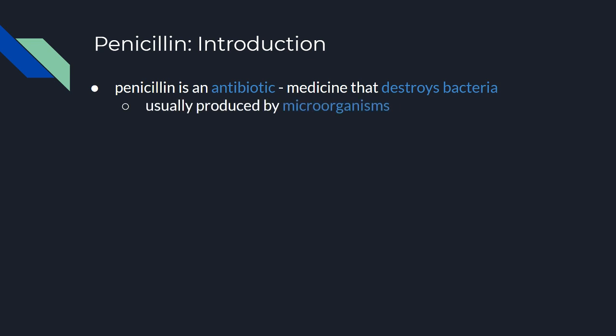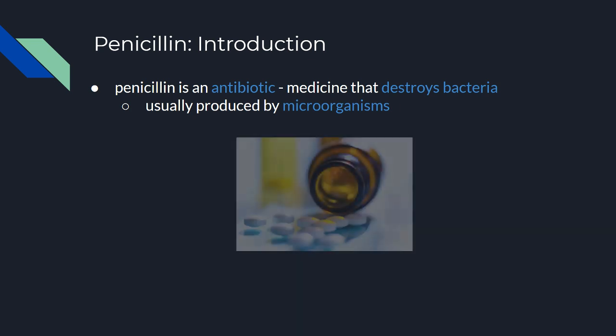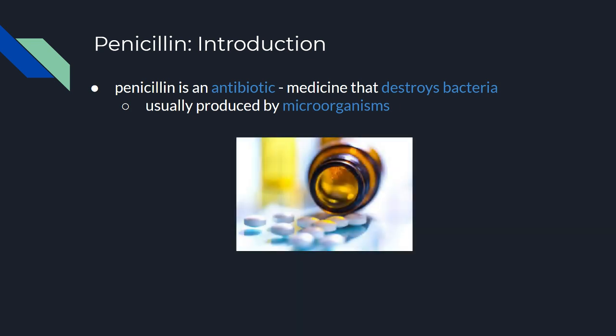In terms of where penicillin comes from, it's actually produced by microorganisms, so different species in the world that we found create penicillin. And then just a really simple picture of what penicillin looks like in pill form.